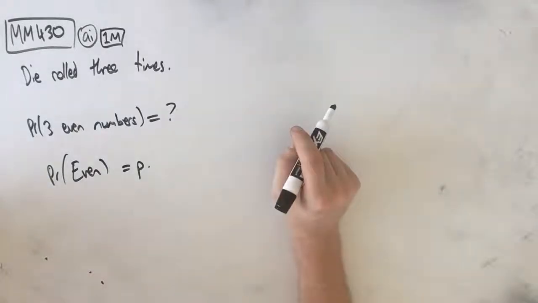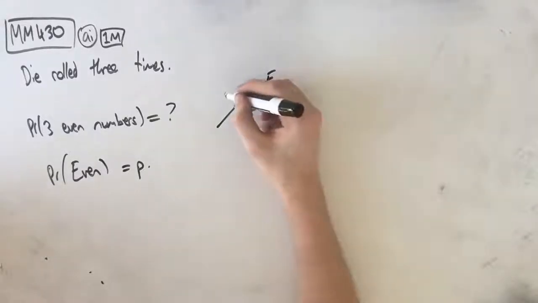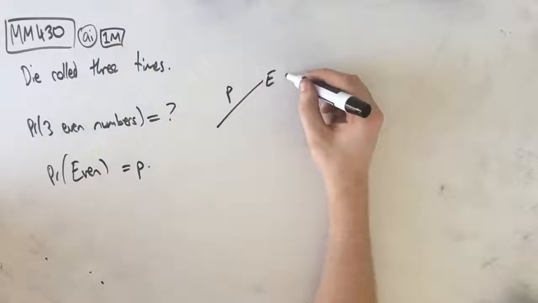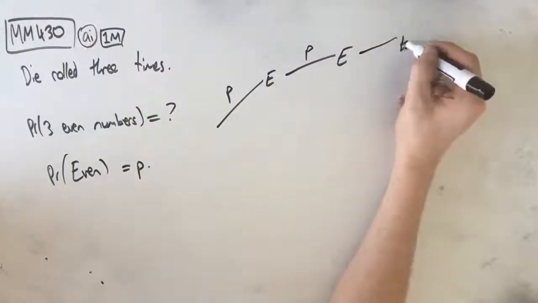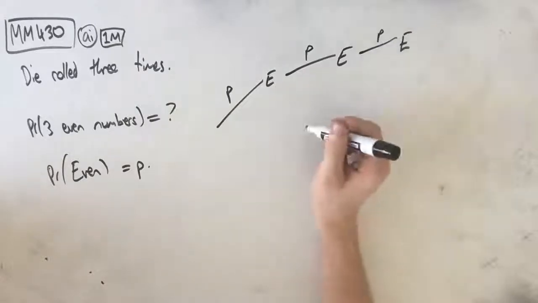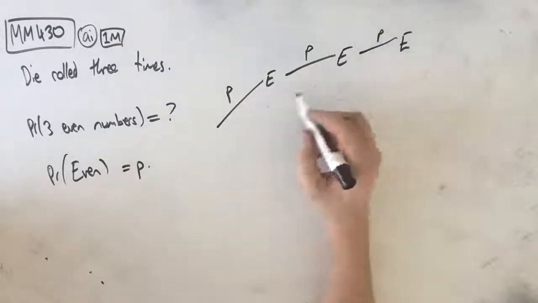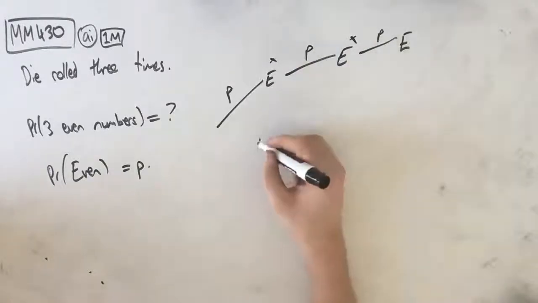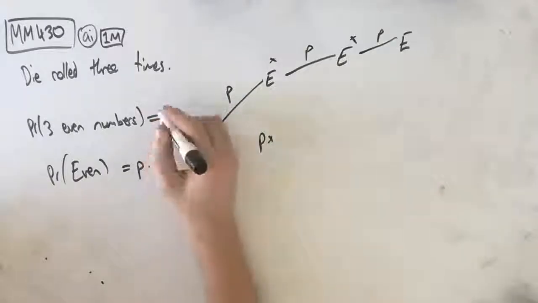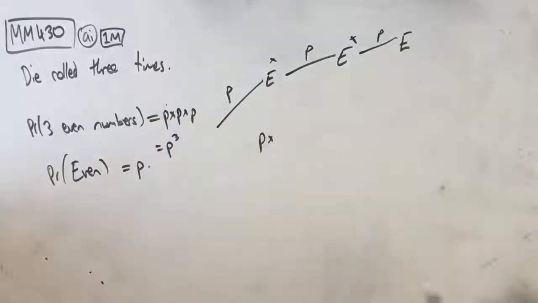To get 3 even numbers, the probability to get 1 even number is P, right? The question tells us that. The probability to get the next even number is also P, and the next even number, again, P. So the probability to obtain the even numbers from these 3 rolls is simply P times P times P, which in this case is P cubed.